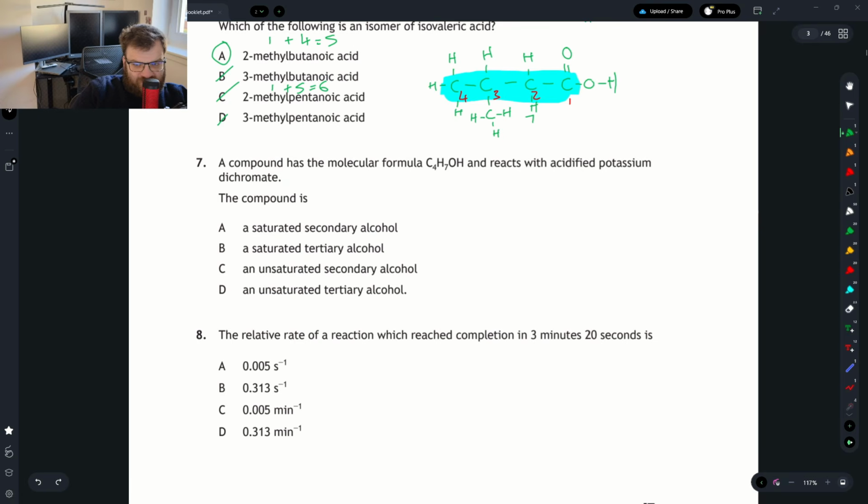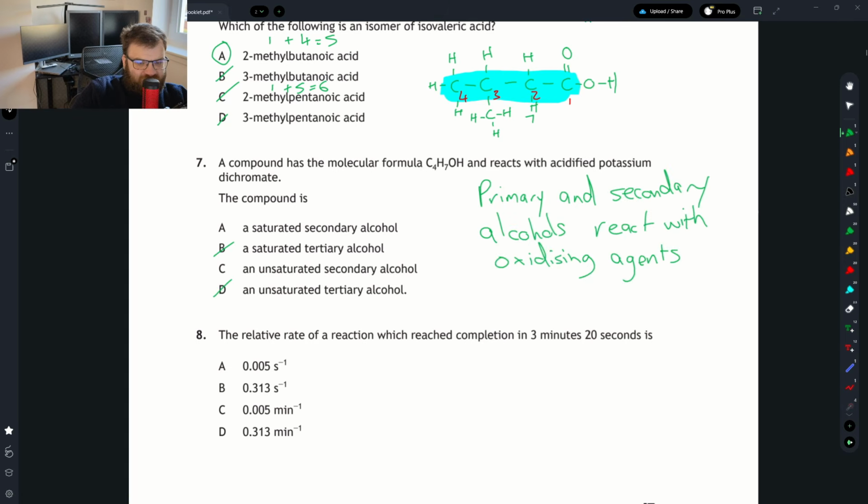Next question, we're talking about an alcohol that reacts with acidified potassium dichromate. One fact that we need to know is that primary and secondary alcohols would react with oxidizing agents. In this version, it cannot then be E or D because they're tertiary ones.